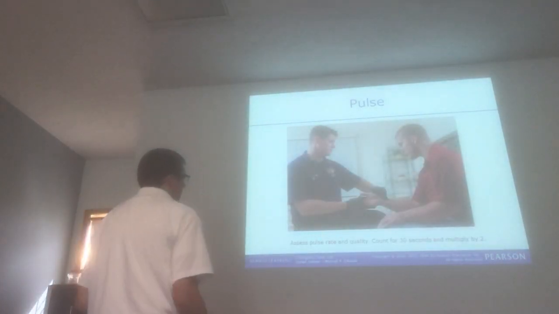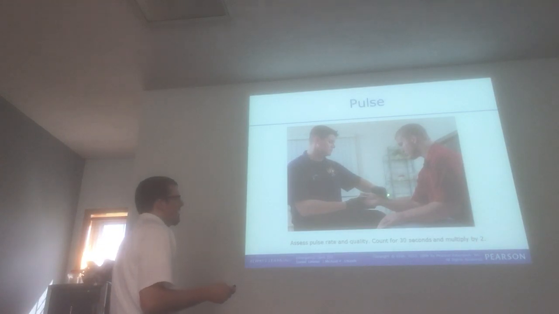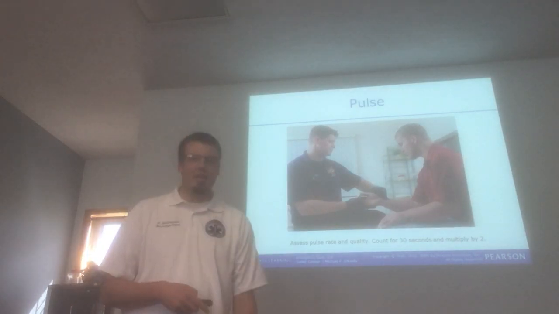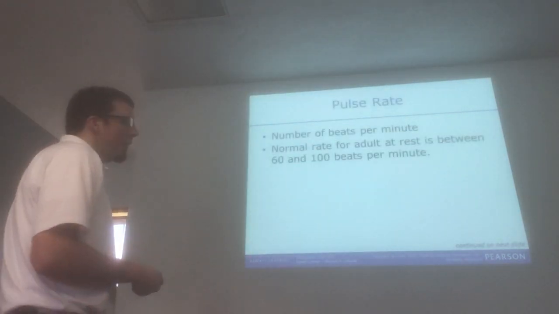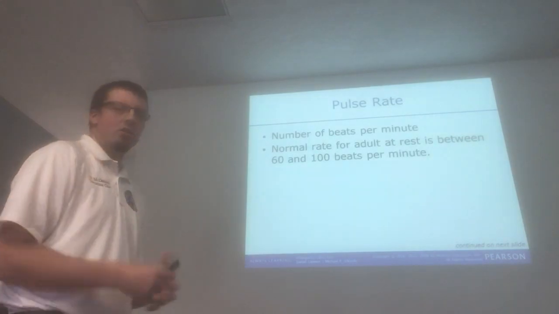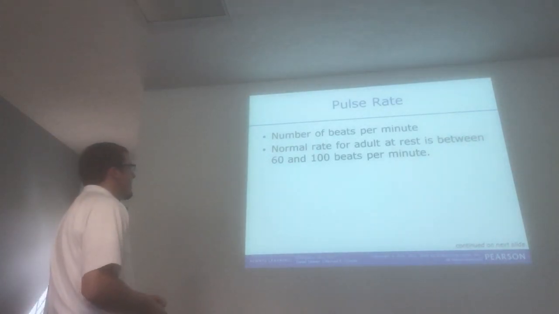Here you can see the EMT doing this. Once again, he's using his index finger on the thumb side of the wrist, and you can apply some pretty decent pressure. We're going to count for 30 seconds and multiply by 2, and that'll give us a good pulse rate. We can count to a minute, but who wants to sit there and hold it for a minute? We don't have time for that. So most people count the pulse for 30 seconds and multiply by 2.